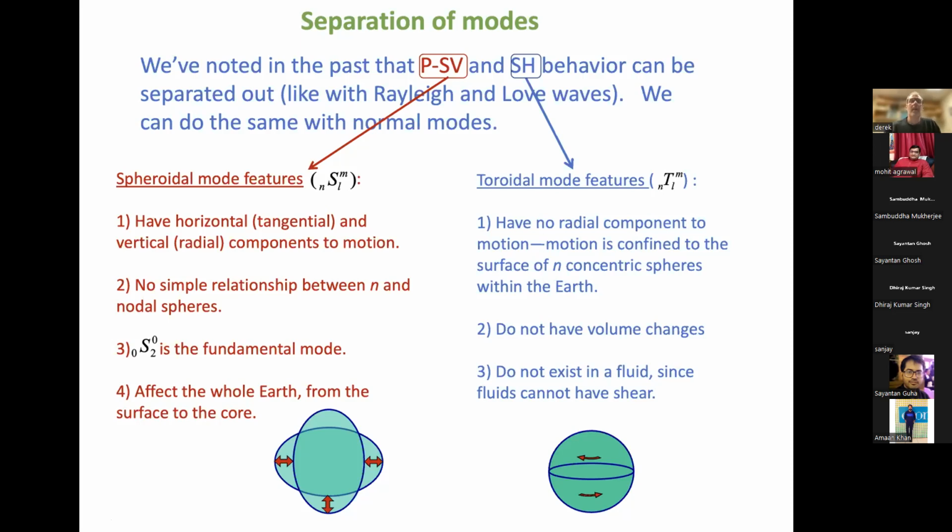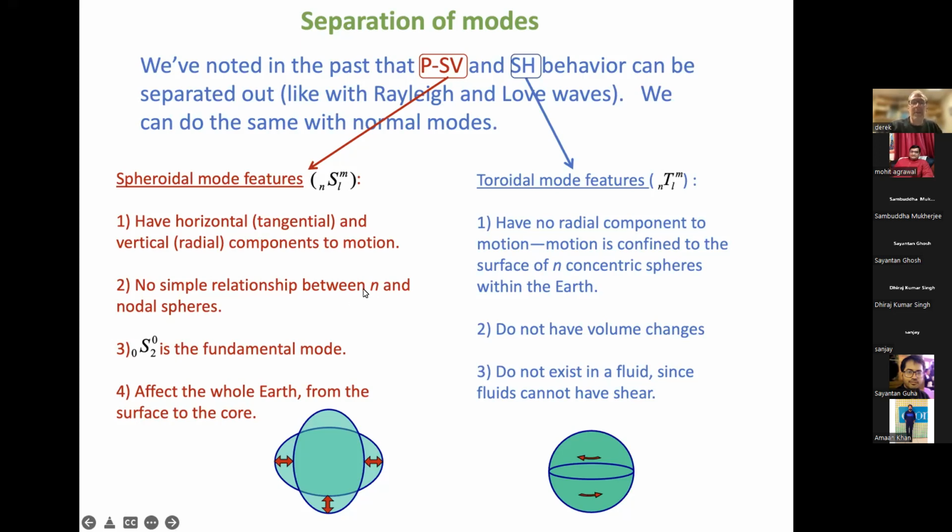So we've noted in the past that P and SV can be considered one system, and SH can be another system, just like with Rayleigh waves, which are PSV motion, and Love waves, which are SH motion. And we can do the same with normal modes. So PSV motion is described by spheroidal modes. They have horizontal and vertical components to motion.